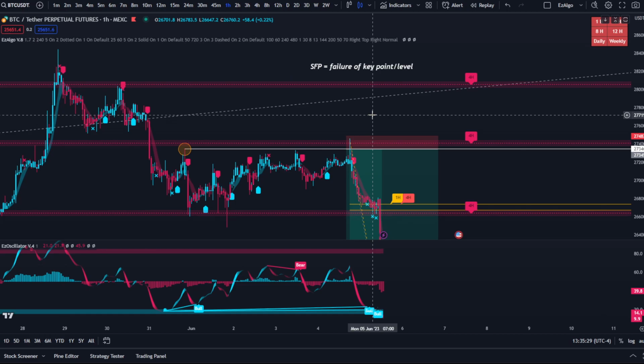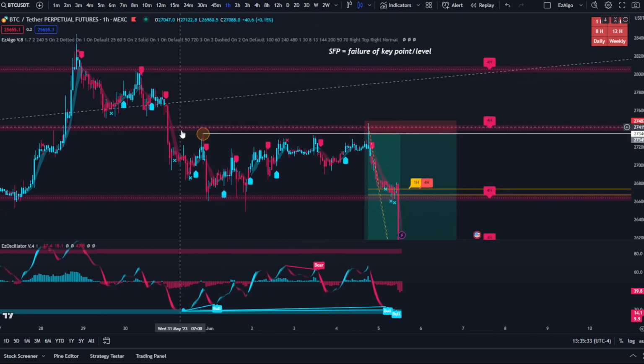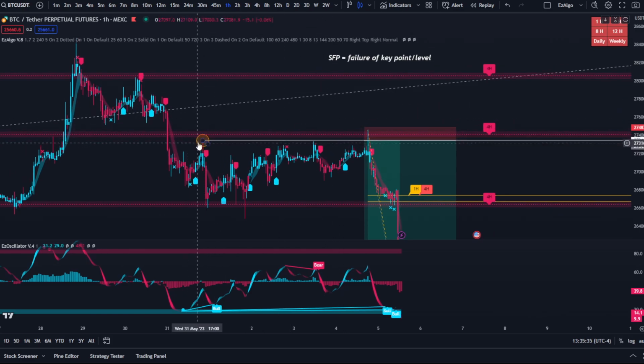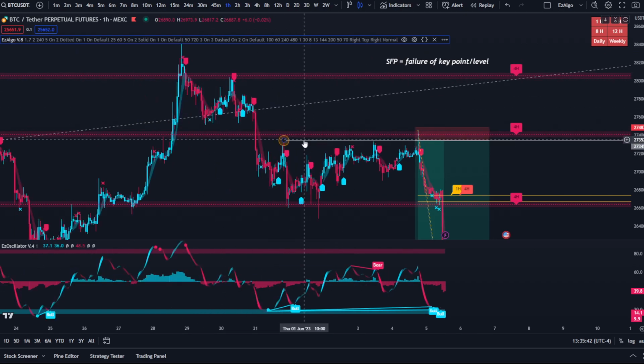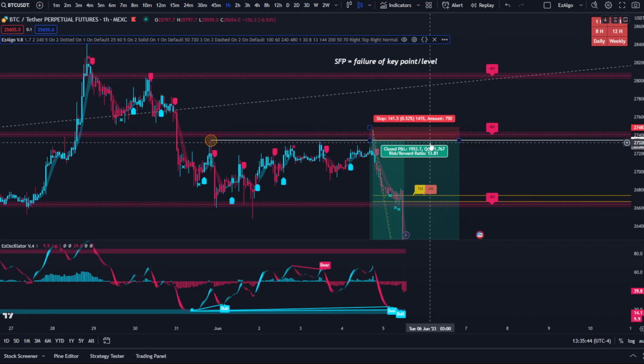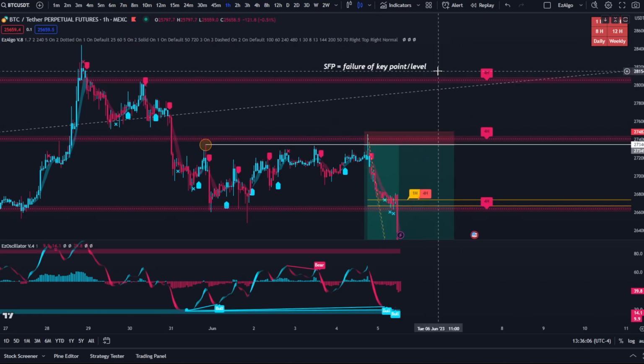All right, so a swing failure pattern is a failure of a key point or level. That could be a support or resistance level, it could be a key fib level, or it could be a candlestick wick. These are my favorite types of swing failure patterns, especially when there's more confluence, like a key fib level in this general vicinity or a higher time frame resistance level. I'm going to break down exactly how to spot a key point or level to take these trades at in the first place.